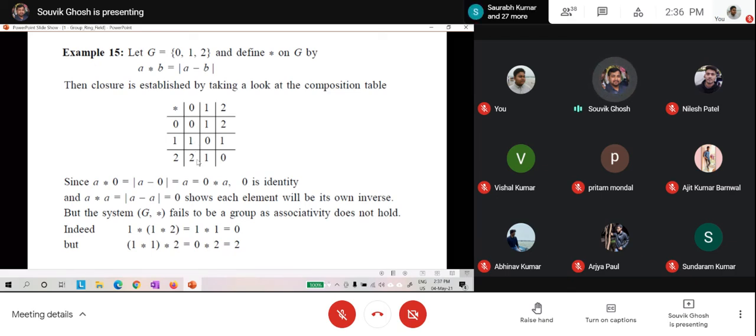So that means the 0 is the identity element here. So it has an identity element, and you can check that each of the elements is its own inverse. That means if you operate a star a, you get back the 0 element, that is the identity element. So the identity exists, inverse also exists, closure property holds, but the associativity property doesn't hold. That means it is not a groupoid. Am I clear?